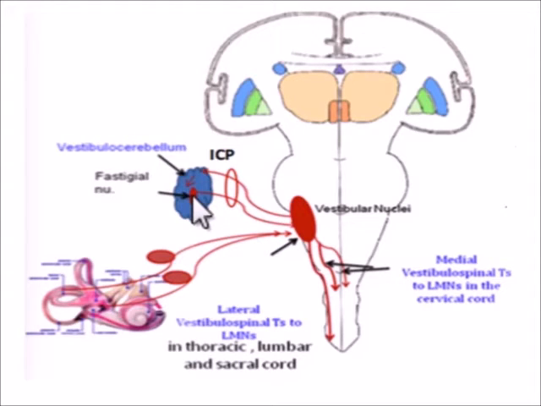And the vestibulocerebellum also sends back fibers to vestibular nuclei. So the ingoing tract is the vestibulocerebellar tract and the outgoing is the cerebellovestibular tract. And from the vestibular nuclei, the fibers descend downwards as medial vestibulospinal fibers, which go to the cervical cord, and lateral vestibulospinal fibers, which go to the thoracic, lumbar, and sacral cord. Through these fibers, the muscles are either contracted or relaxed so that a desired posture is achieved and the patient remains in balance.